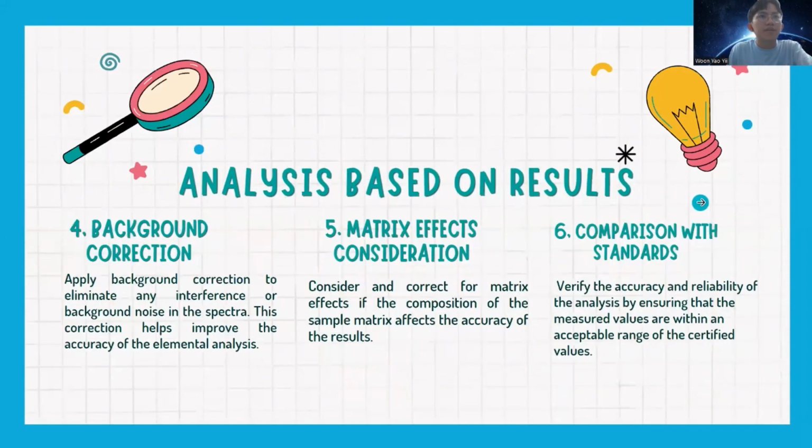The fourth step is background correction. Apply background correction to eliminate any interference or background noise in the spectra. This correction helps improve the accuracy of the elemental analysis.